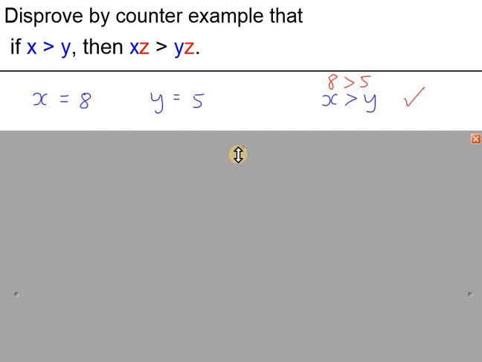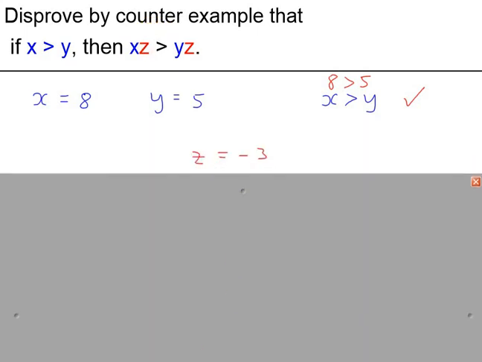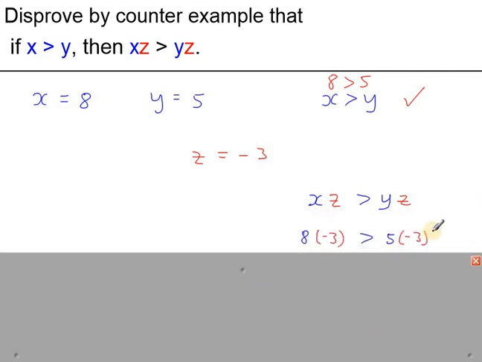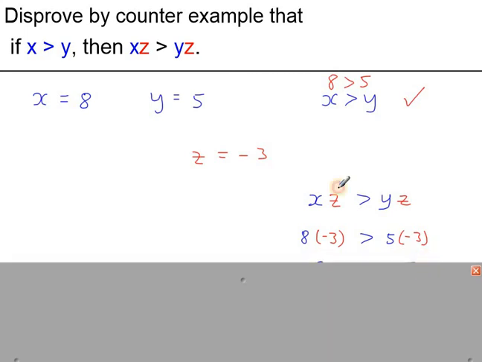It's your choice what you pick for z. You need to pick a value so that you can disprove this statement. So I'm going to pick a negative value, minus 3. So now I need to multiply the x and the y with my minus 3. Okay, so I've done that here. So we need to see if this statement is still true. Hopefully it's not. We are trying to disprove this.